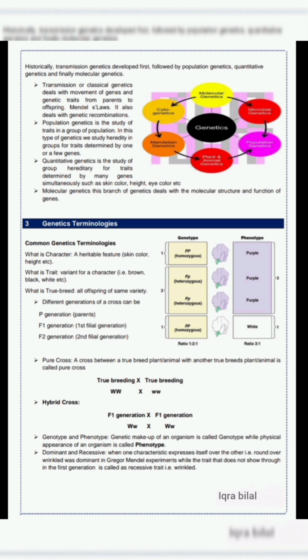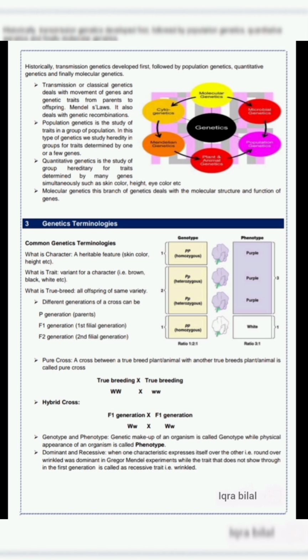Transmission or classical genetics deals with the movement of genes and genetic traits from parent to offspring. Mendel's laws, it also deals with genetic recombination. Population genetics is a study of traits in a group or population. In this type of genetics, we study heredity in groups for traits determined by one or few genes.